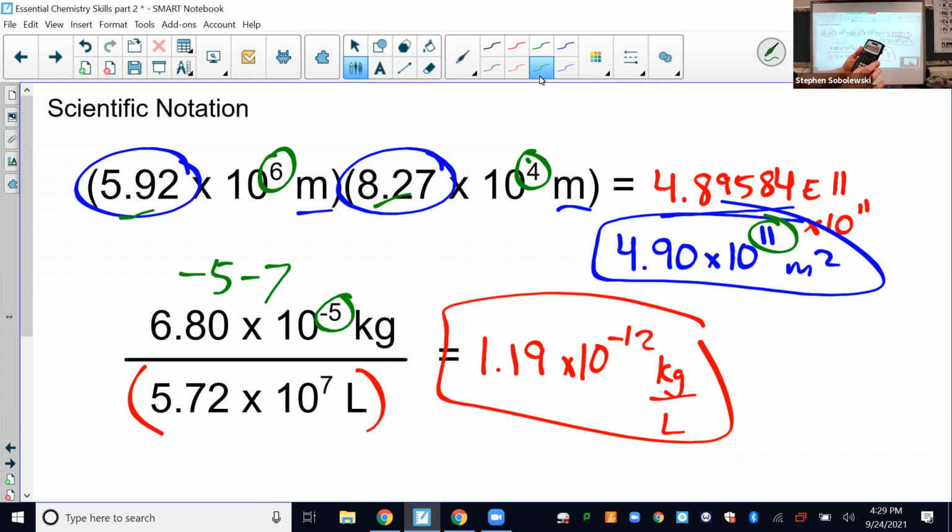For example, if I say 6.80 times 10 to the negative 5th, and then I say divided by 5.72 times 10 to the 7th, and I hit equals, notice the calculator gives me a final answer of 118.88.